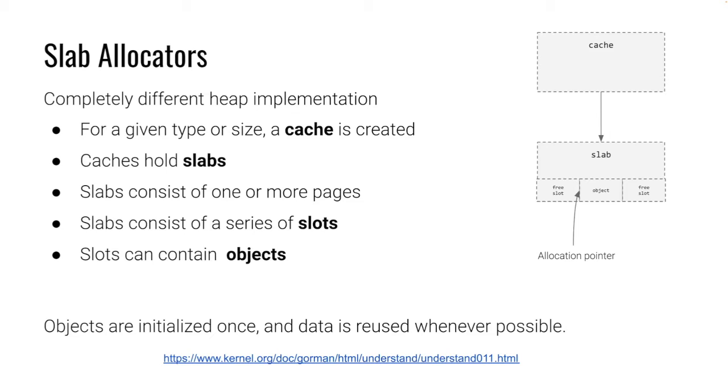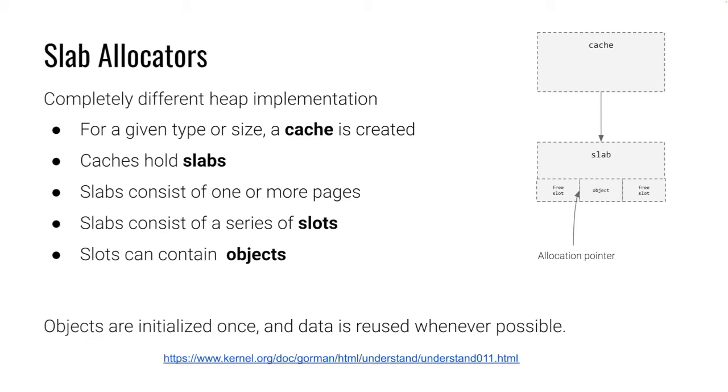A slab is a contiguous region of memory that can be one or more pages in size. It depends on what is being managed as far as how large a slab is. And these slabs consist of a series of slots, where a slot is a region of memory within the slab that is the size being managed by the cache. So if we have a 256 byte cache, then the slots on the slab will be 256 bytes in size. Now, slots can contain objects.